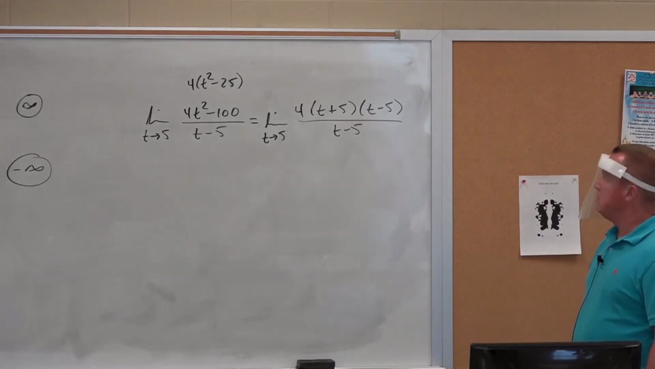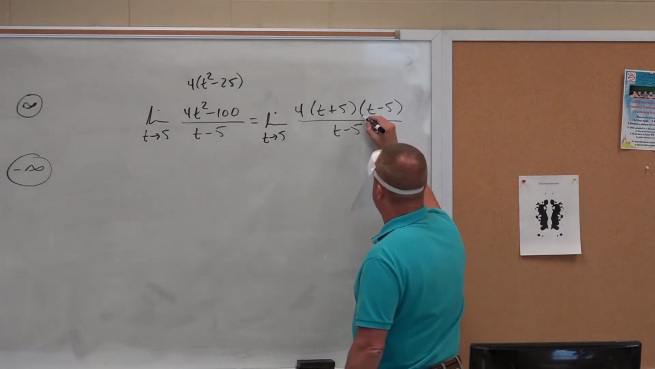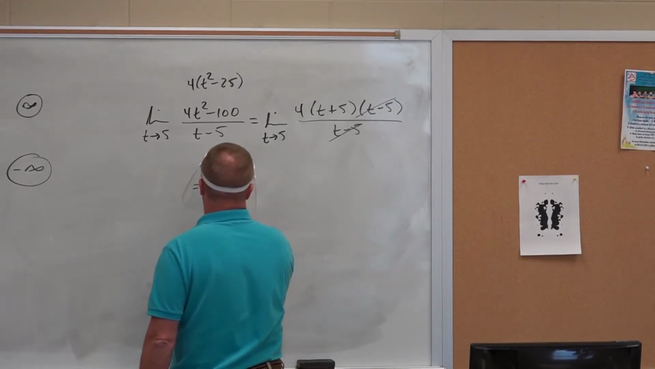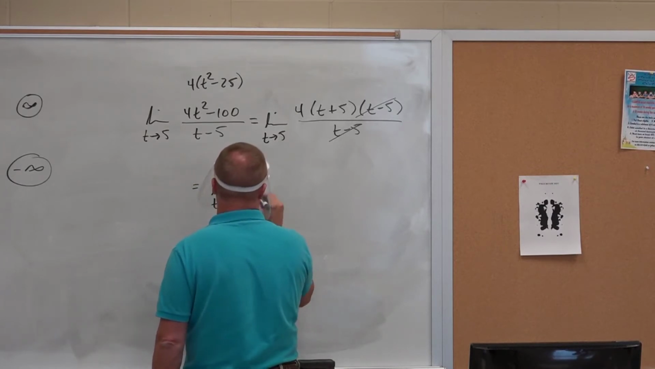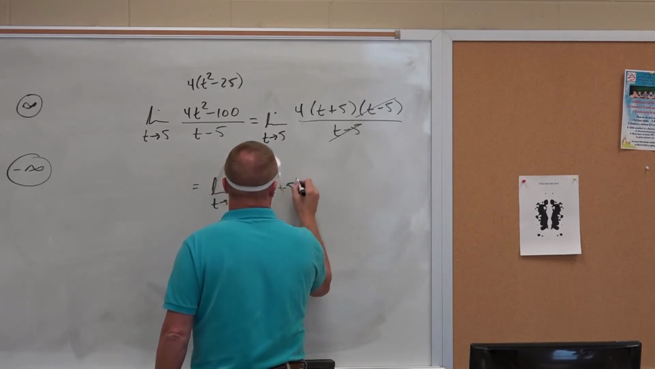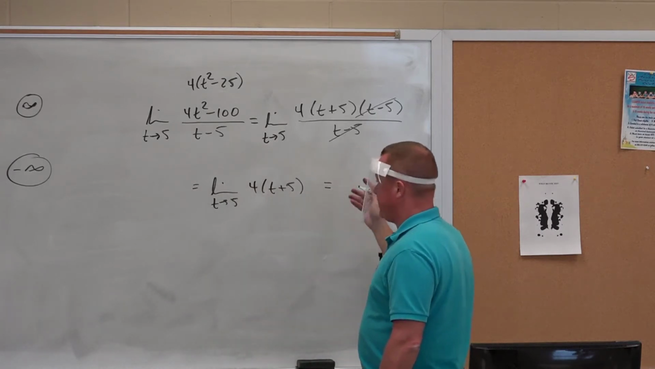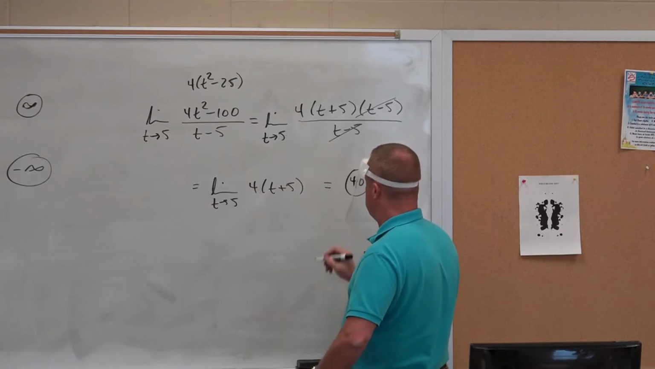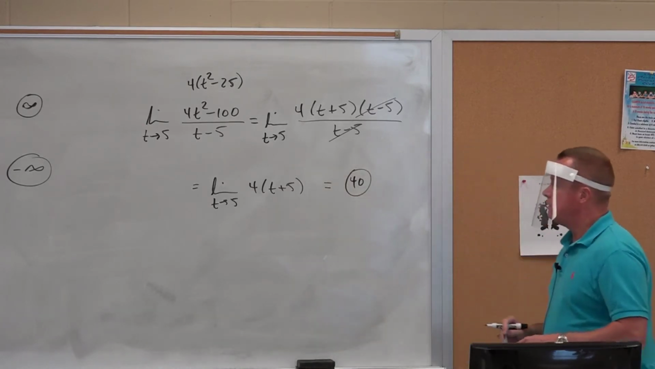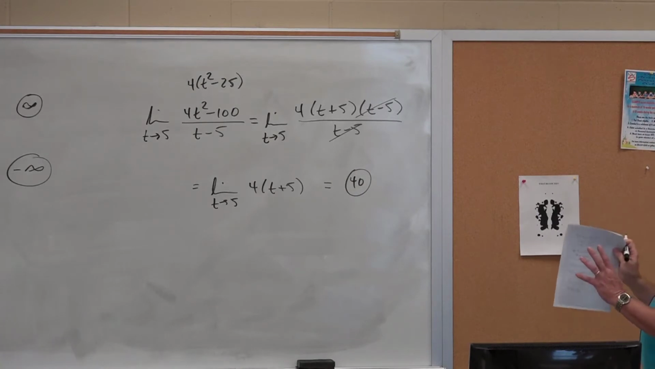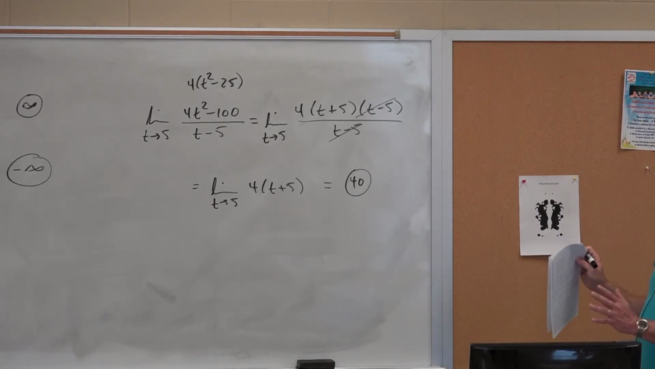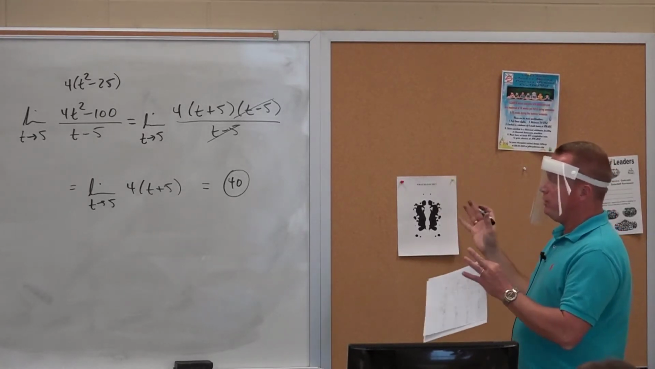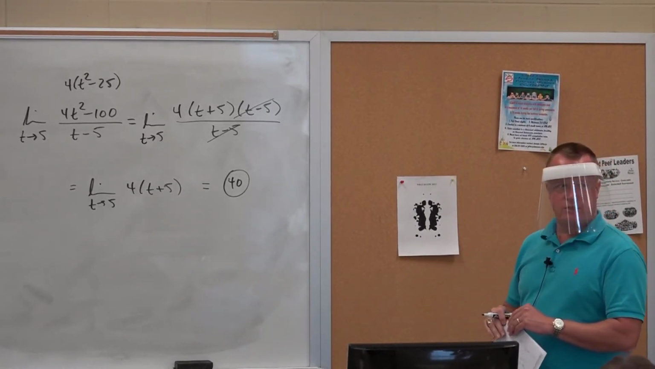Okay. Now, I can divide out that t minus 5. So I get the limit as t approaches 5 of 4 times t plus 5. And now I can plug 5 in. That would just be 40. Okay. So always, if it will reduce, you got to do that. The only time you can say I have a vertical asymptote is after you have reduced the rational expression. Okay. Questions?